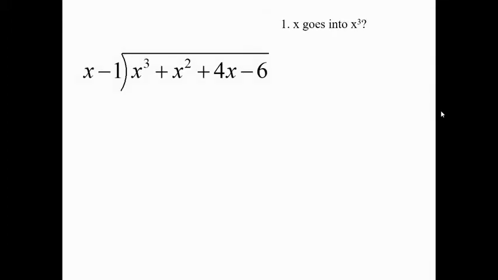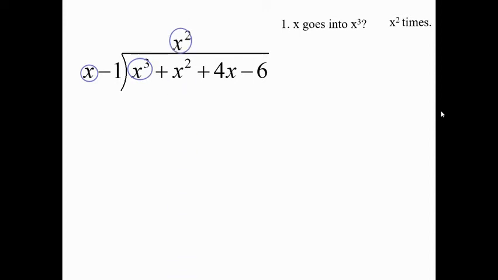Alrighty, so here we have x minus 1, and we're dividing it into x cubed plus x squared plus 4x minus 6. And so the first question that we need to ask is, how many times does x go into x cubed? That's right, we're just looking at the x from the x minus 1, and we're just looking at the first term of x cubed. So how many times does x go into x cubed? Okay, goes in x squared times.